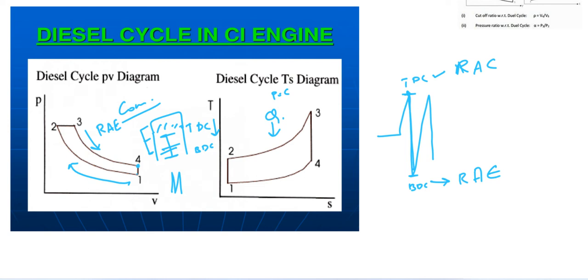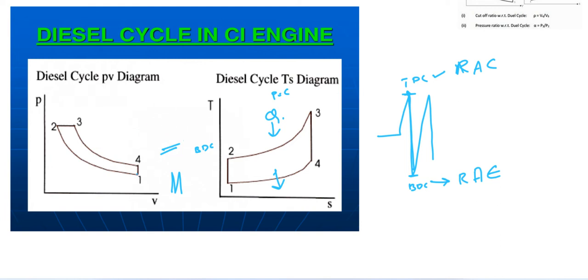Then from 4 to 1 the volume is constant, and heat will be rejected here. We add heat at 2 to 3 and rejection takes place at 4 to 1. Hope you all understand the graph. Now let us find the efficiency, and discuss some important formulas.